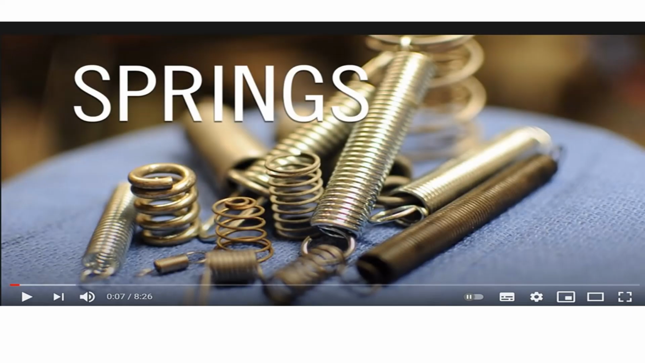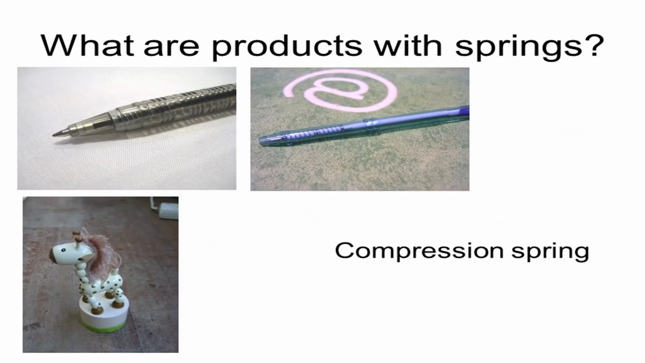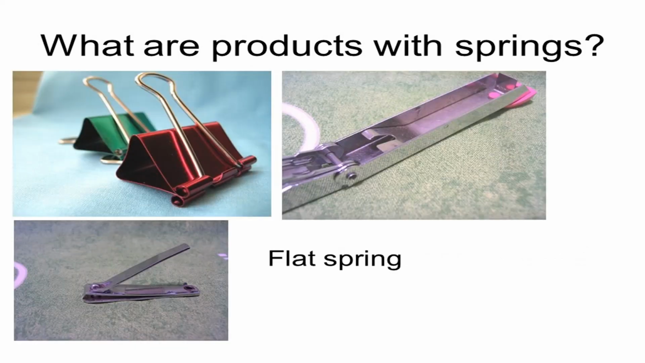Next, we have springs. Can you think about what are some common household tools or equipment that use springs as part of the mechanism? For compression springs, you can think about the mechanical pencil or even those compression toys. These are using compression springs. Flat springs: we have the stapler or even the spring clip, or even your nail clipper.